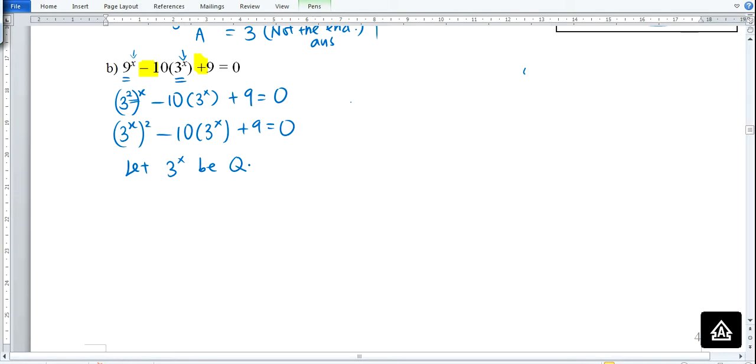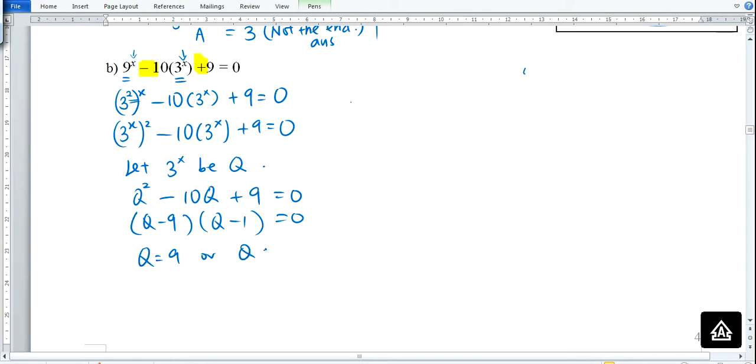q. Now if 3 power x is q and I've replaced it, I'm going to get q squared minus 10q plus 9 equals 0. So right now the technique here is to first solve for q, which later can be replaced back to become 3 power x. So if I solve q, I will get q minus 9 times q minus 1. So q is 9 or q is 1.